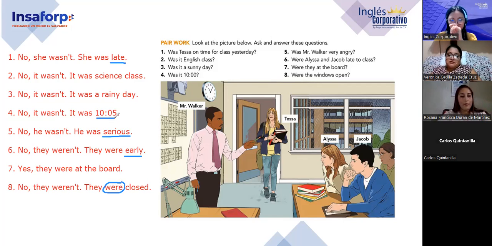Closed. Y lo mismo, si cambio el verbo, abiertas. They were open or opened. ¿Qué piensan? La redacción del verbo siempre sería en opened, en pasado. Creo que esa es una de las claves también.